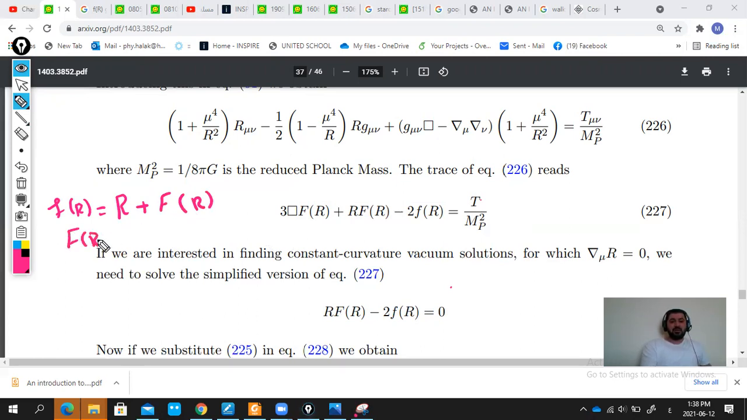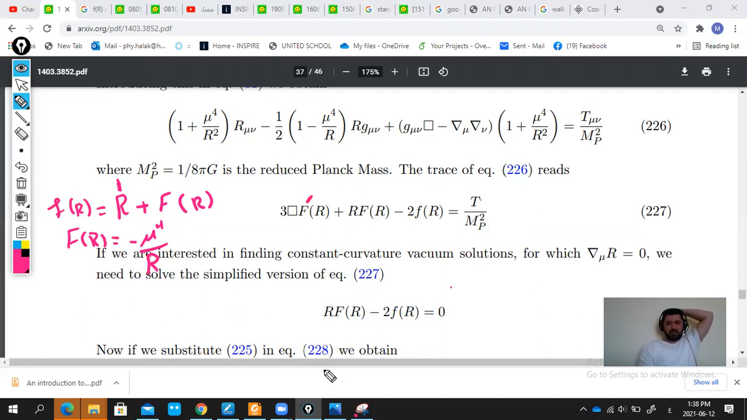Now f(R), which is negative mu^4 over R. So when I say that we have f prime R, it means that this one will be 1, and this one will be 1. So we have only f prime R, because there is a Laplacian, the Laplacian of 1 will be cancelled. And here we have R f(R).